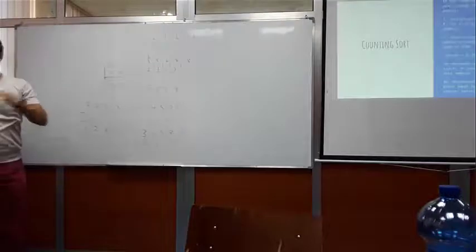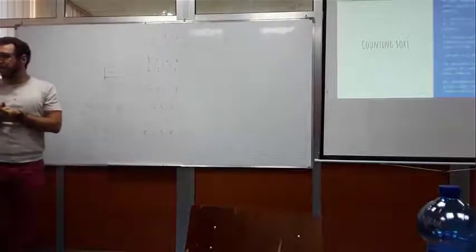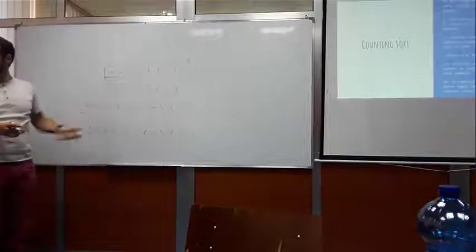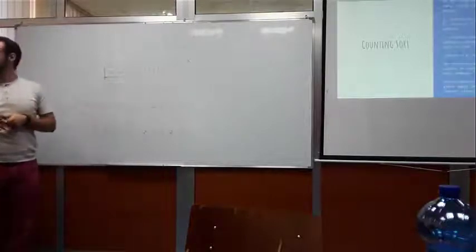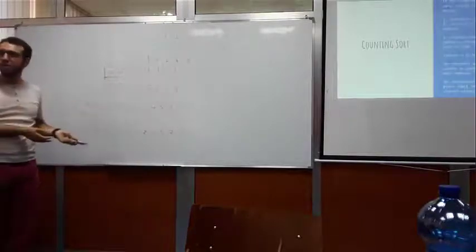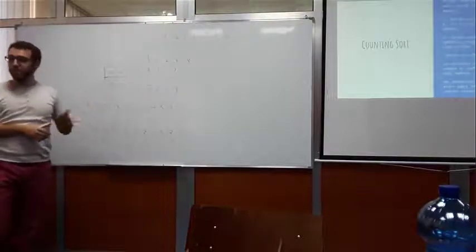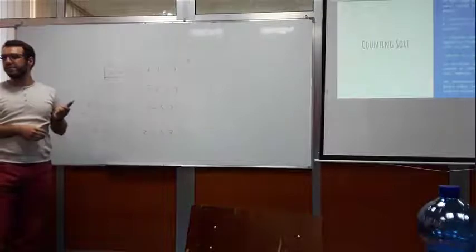So the order within values that have the same value for this sorting is preserved. It was the same as our input. So that's why it is possible to implement counting sort in a stable way.